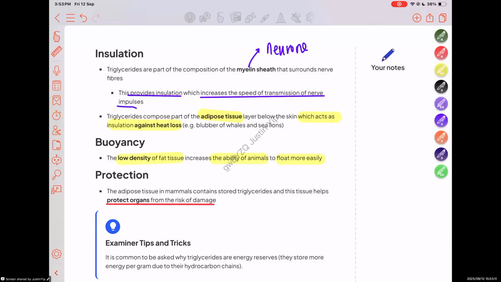So this part, is it okay? Yeah, it's okay.